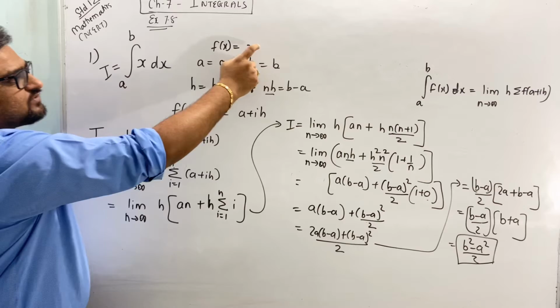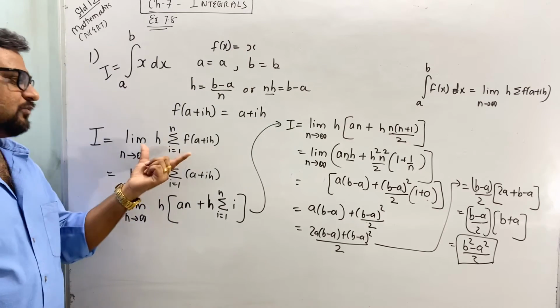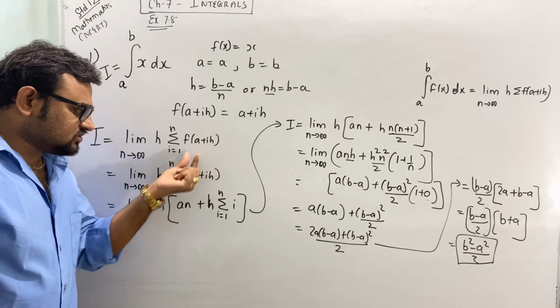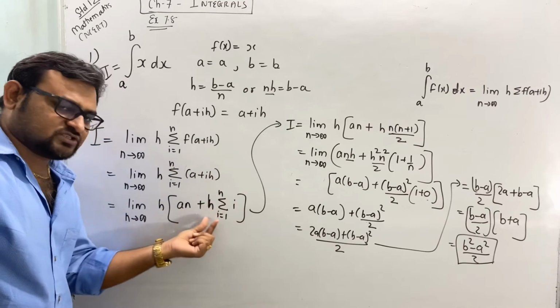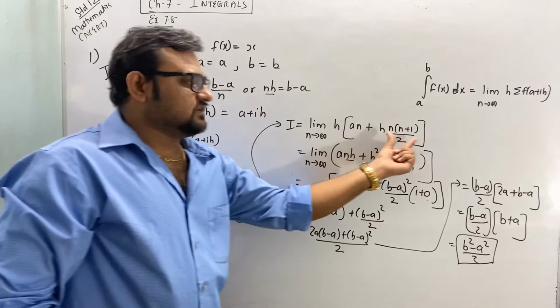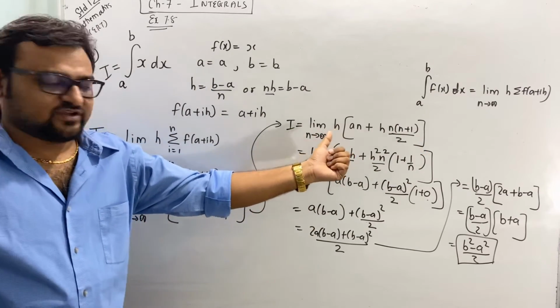So this will be f(x) equal to x. So f of a plus ih, a plus ih. I put the formula. A is constant, so it's an ih. I have separated, h is constant, and instead of i, this. You can use directly from here this step, okay, if you are familiar with it.